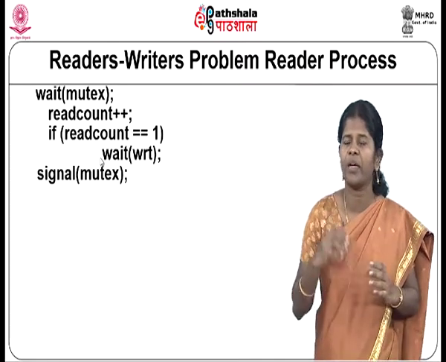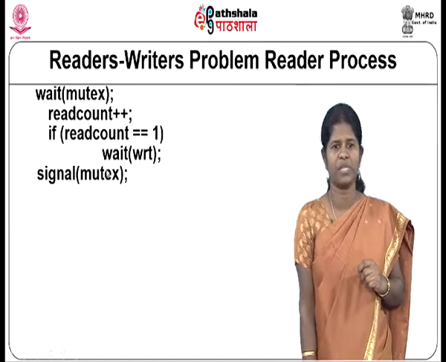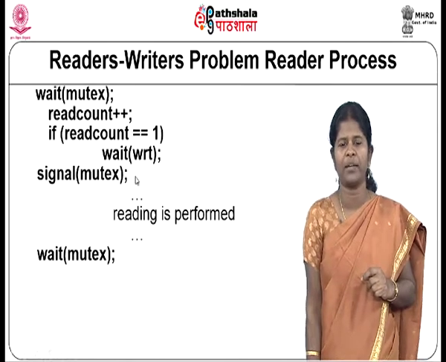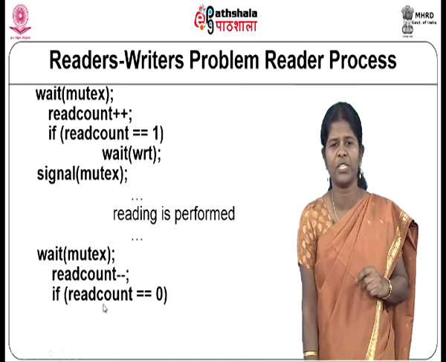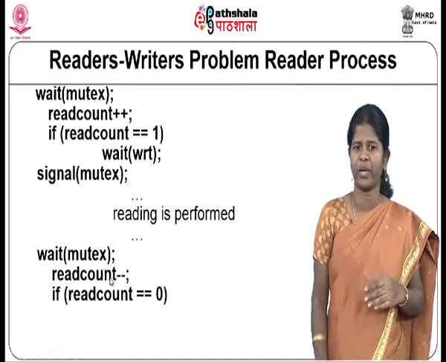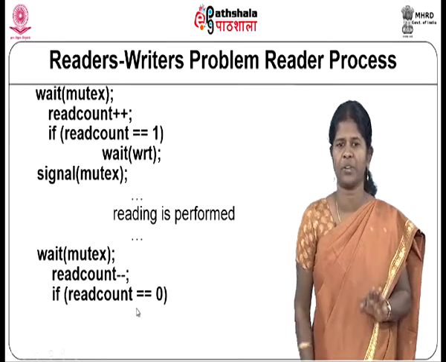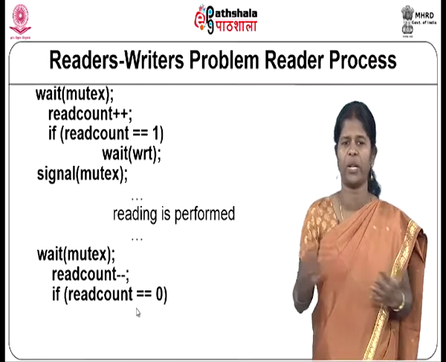So, you try to give access to this read count using this mutex semaphore, and then reading is performed, and then again after finishing reading, the process should decrement this read count saying that it has finished reading, one reader is going out, and read count becomes 0 if this is the last reader process, because read count will become 0 when everyone has finished reading, there is no reader process.